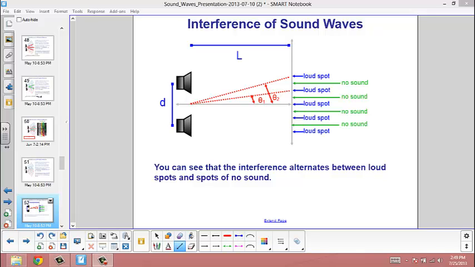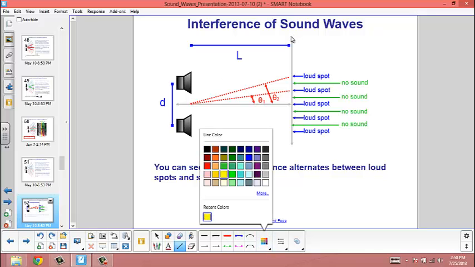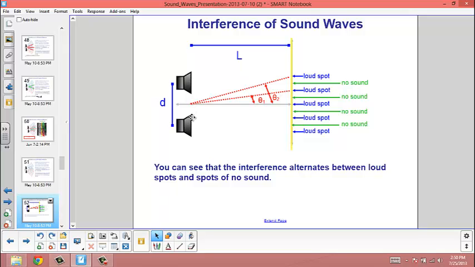Interference of sound waves. You can see that the interference alternates between loud spots and spots of no sound. Just as we stated before, if we draw that yellow line along this reference line and we were to walk along that yellow line, in proximity to two speakers that are creating identical sound, we're going to hear loud, soft, loud, soft, loud, and so on. This is an interference pattern, or an interference fringe, that occurs.